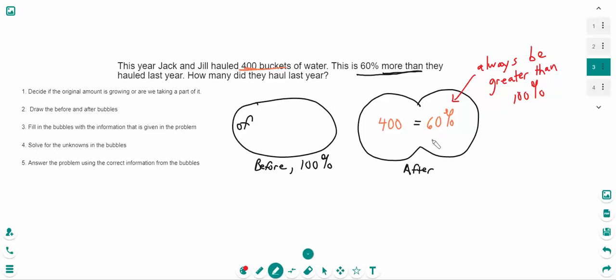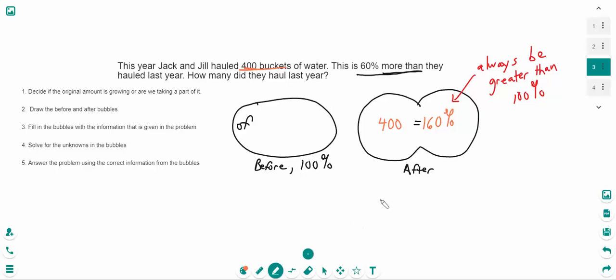So, what went wrong here? Well, the part that went wrong is the way it's written, it's a little confusing. It says, this is 60% more than. Well, that would mean that it is the 100%, and it's 60% more than the 100%. So if it's 60% more than the 100%, then the grand total in terms of percentages is 160%.